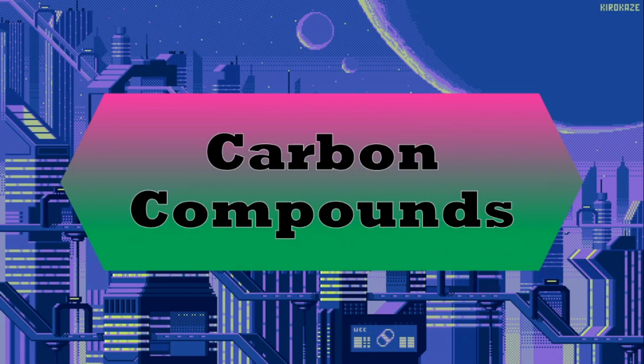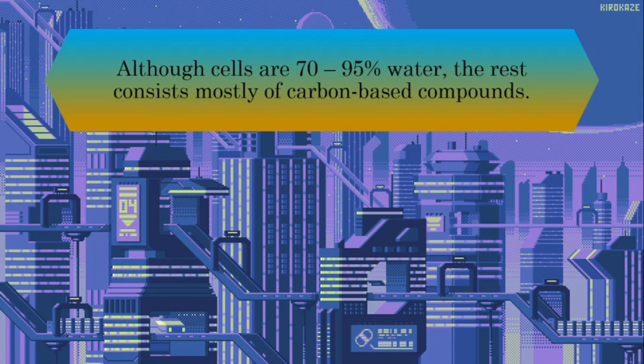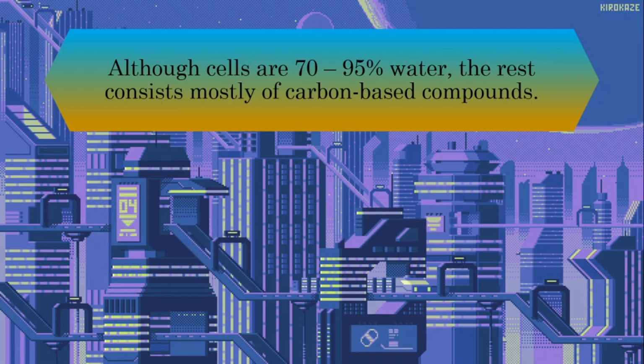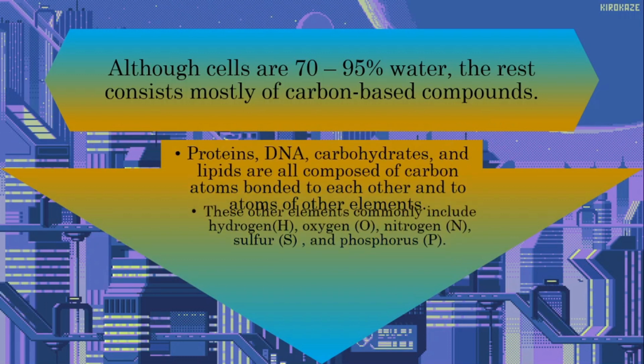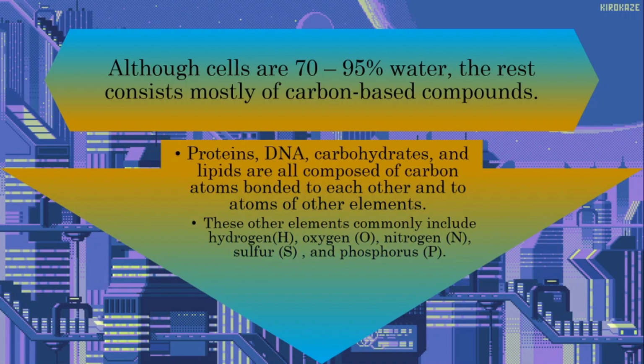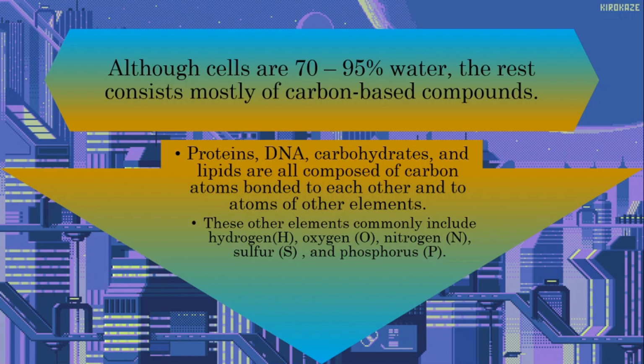Carbon compounds. Although cells are 70 to 95% water, the rest consists mostly of carbon-based compounds. This includes proteins, DNA, carbohydrates, and lipids, which are mostly composed of carbon atoms bonded to each other and to atoms of other elements. These elements commonly include hydrogen, oxygen, nitrogen, sulfur, and phosphorus.